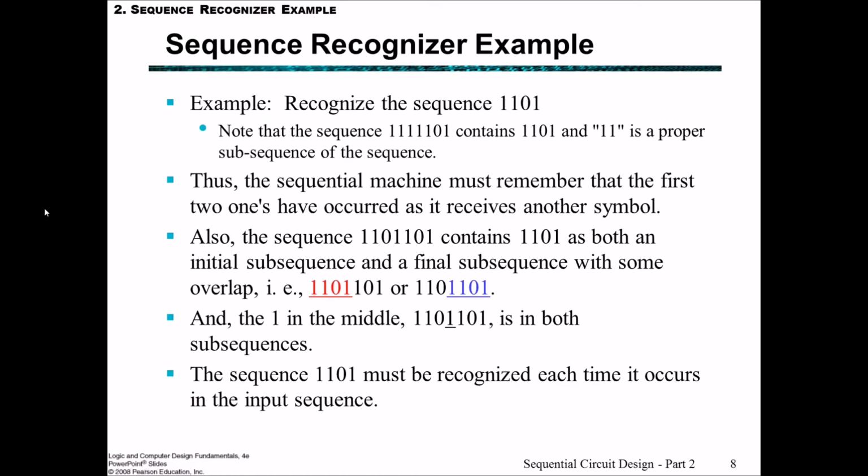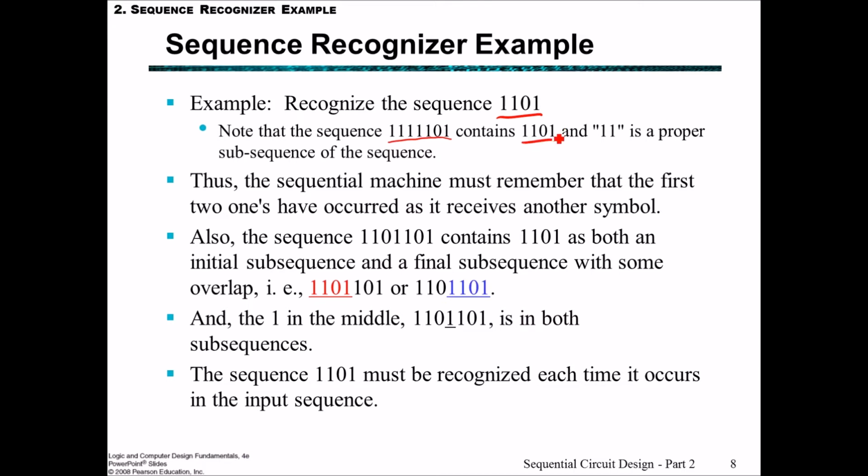In this part we're going to talk about the sequence recognizer example, and this is where it gets real and we actually get a chance to apply some of our sequential circuit design techniques. So in this example we need to recognize the sequence 1, 1, 0, 1. And remembering from what we talked about in part 1, it's possible to have a sequence such as this one here with lots of 1s and then a 0, 1 that actually does contain that subsequence 1, 1, 0, 1. That's the one that we actually require.